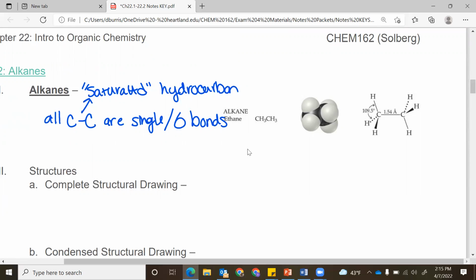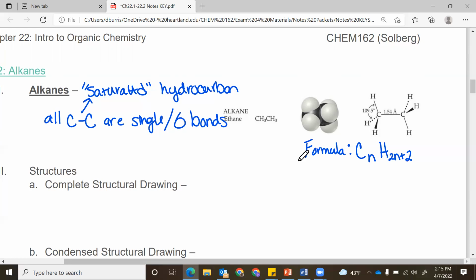So on the other page, we said that they have a specific formula. A formula for an alkane was CnH2n+2. So if I'm making a formula that has 2 carbons, it's going to have 2n plus 2 hydrogens. So 2 times 2 plus 2 is 6. So if it has 2 carbons, it has 6 hydrogens. So this is C2H6. That's what ethane is. There's a bunch of different ways we can draw these, and that is what I'm going to talk about today.